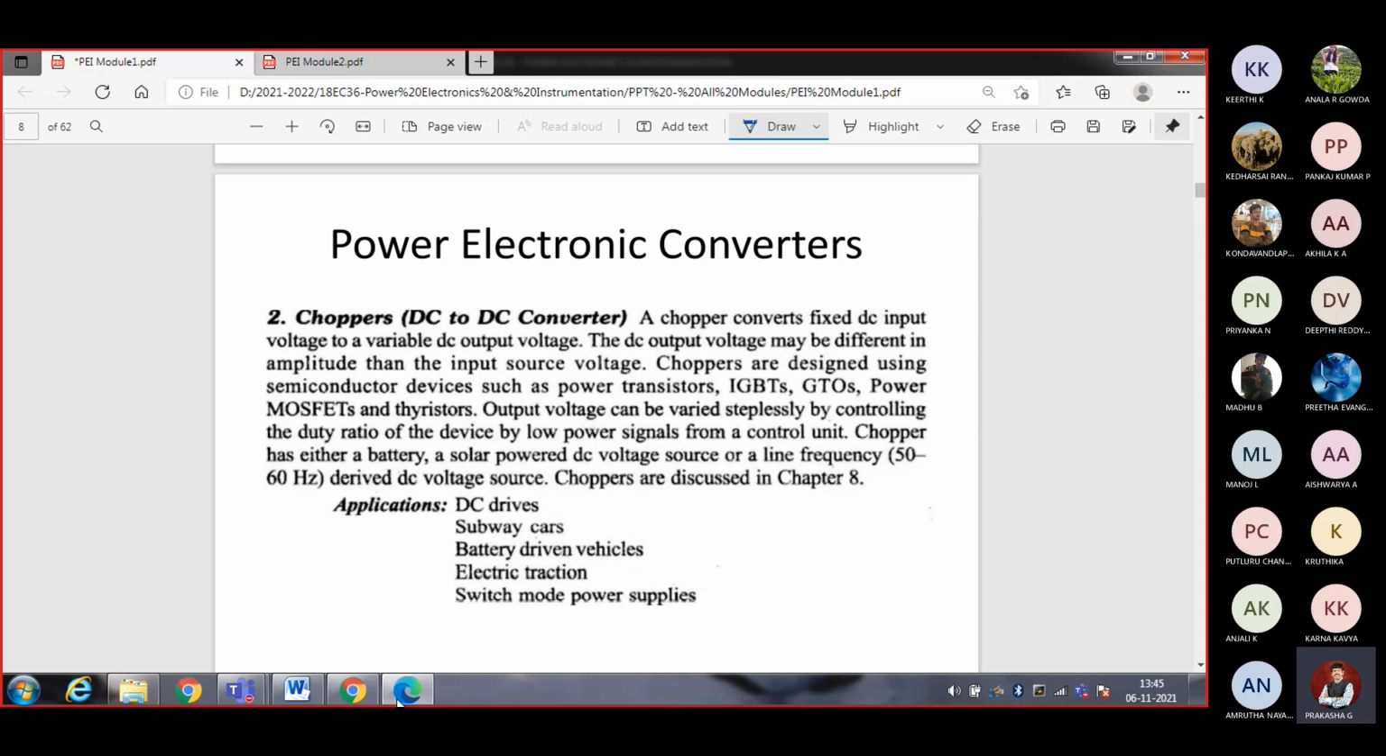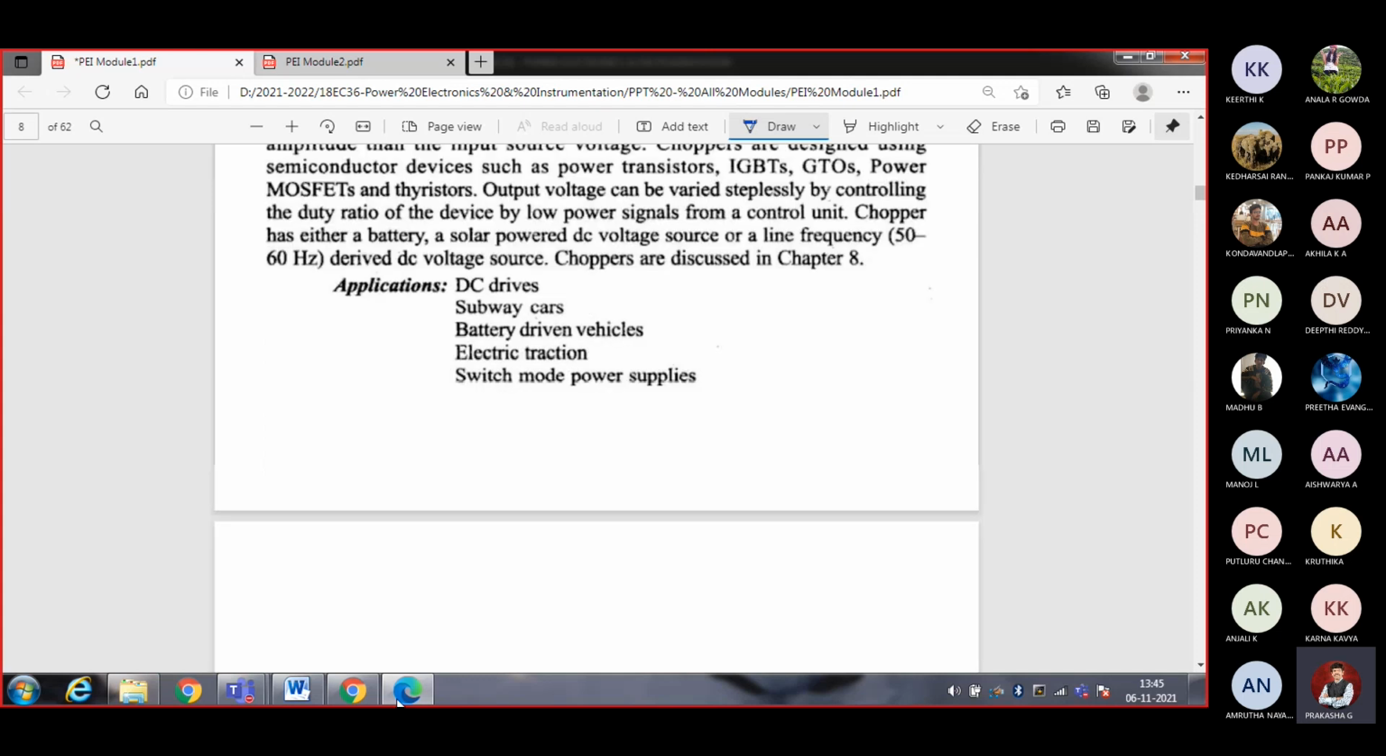So, what are the applications? The basic applications of choppers are DC drives, subway cars, battery-driven vehicles, electric traction, and switch mode power supply, that is SMPS. All these are applications of DC to DC converters or choppers. You should explain this neatly and elaborately with the circuit diagram. If you don't have the circuit diagram, you will not get the marks.